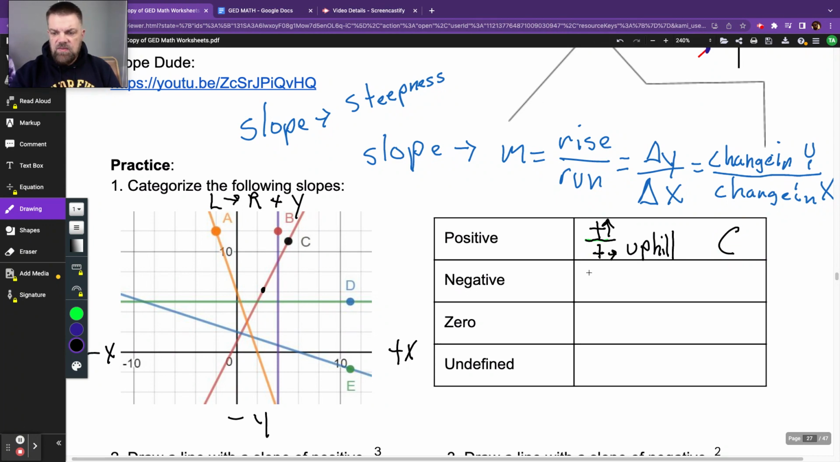Now negative has a negative on the top and a positive on the bottom. In other words, it goes down and then over this way. So that would be downhill.